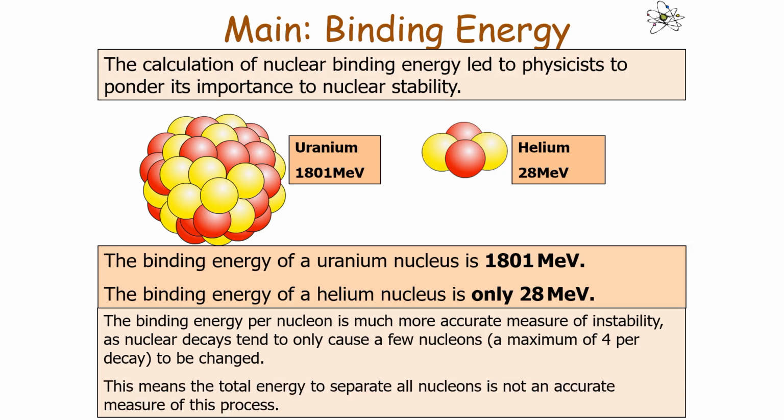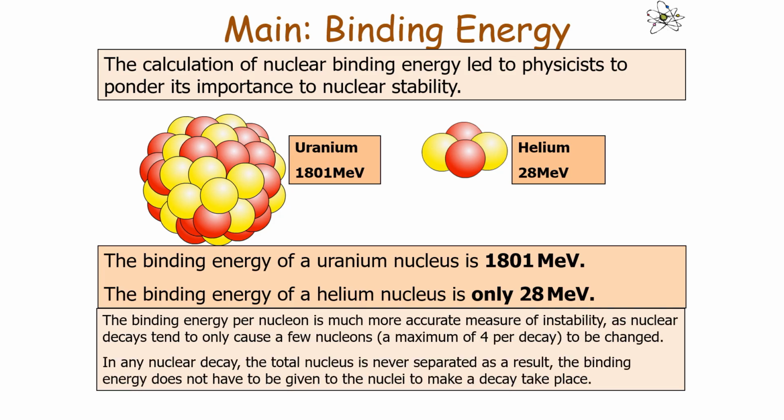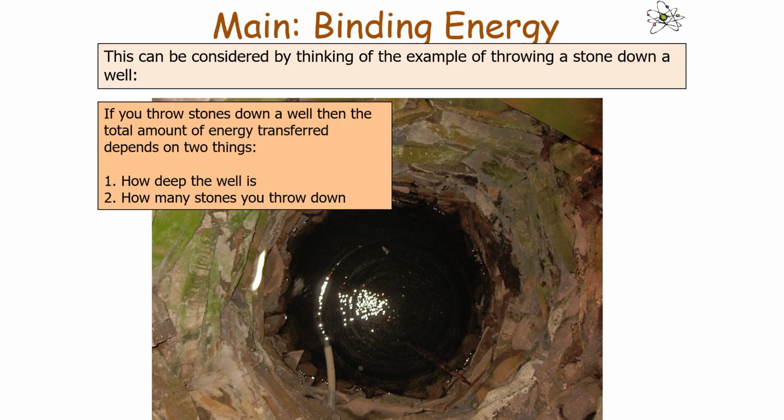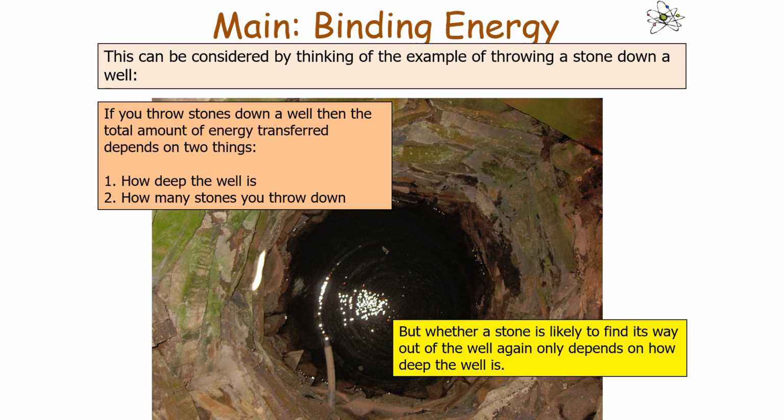So this means that the total energy to separate all nucleons is not actually an accurate measure of this particular process. In a nuclear decay, the total nucleus is never separated. As a result, the binding energy does not have to be given to the nucleus to make it decay. We can consider this by thinking about throwing a stone down a well, because then the total amount of energy transferred depends on two things. Firstly, how deep the well is, and also how many stones you throw down in total. But whether an individual stone is likely to find its way out of the well again only depends on how deep the well is. It doesn't depend on how many other stones you've thrown down the well.